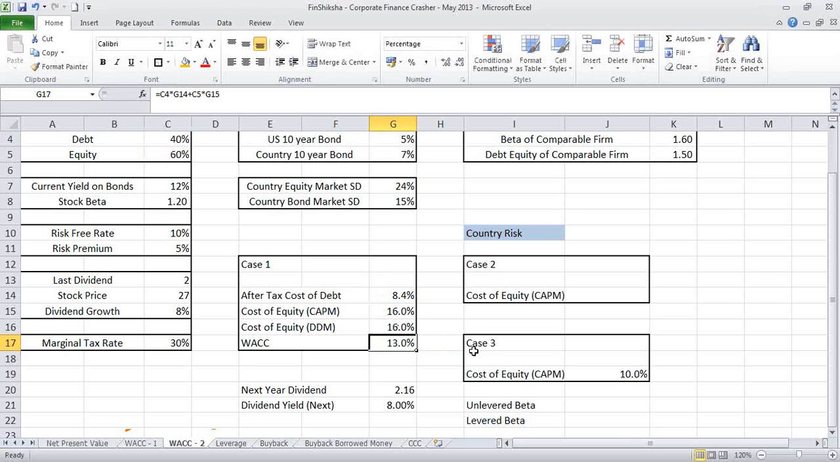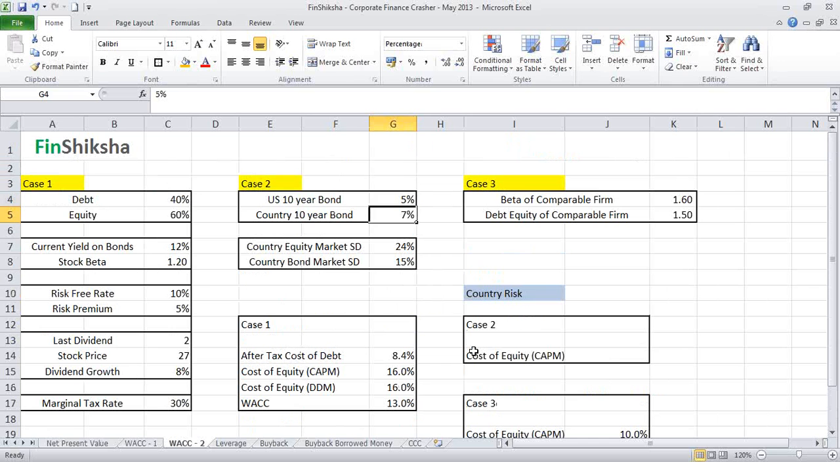Let's now move to case 2, where we are talking about the bond spread of the country, and then we are talking about what is the standard deviation of the country's equity market and bond market. So let's assume we are looking at the case of an emerging market now. So far what we were looking at, let's assume, was a developed market. Now we are looking at an emerging market. So we will take the risk premium of the developed market and scale it up by using the bond premium.